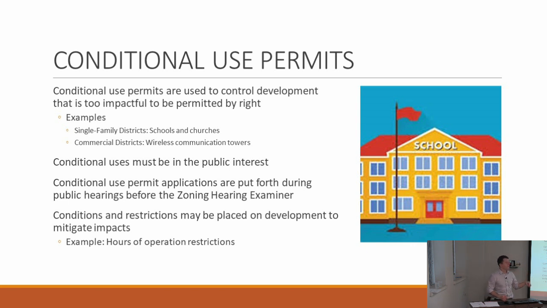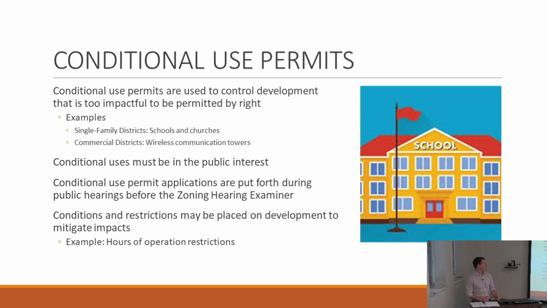For commercial districts, something like a wireless communication tower that's going to be really big, that's something you need a conditional use permit to put in. Now, in order to get one, you've got to go in front of the zoning hearing examiner. This is an examiner who works for the city of Cincinnati. They review all the applications for conditional use permits, and they'll let you know if you get approved or not, and if you're denied, there's a whole system of appeals for that.